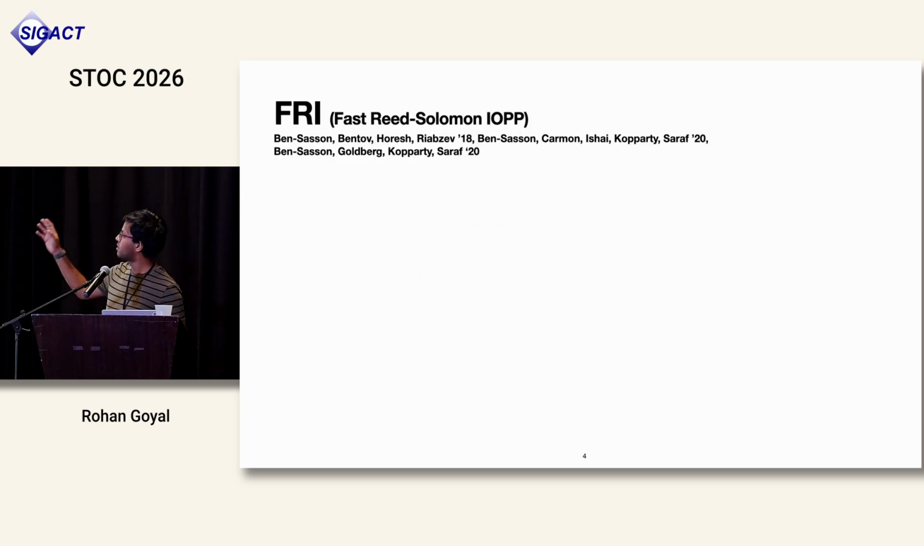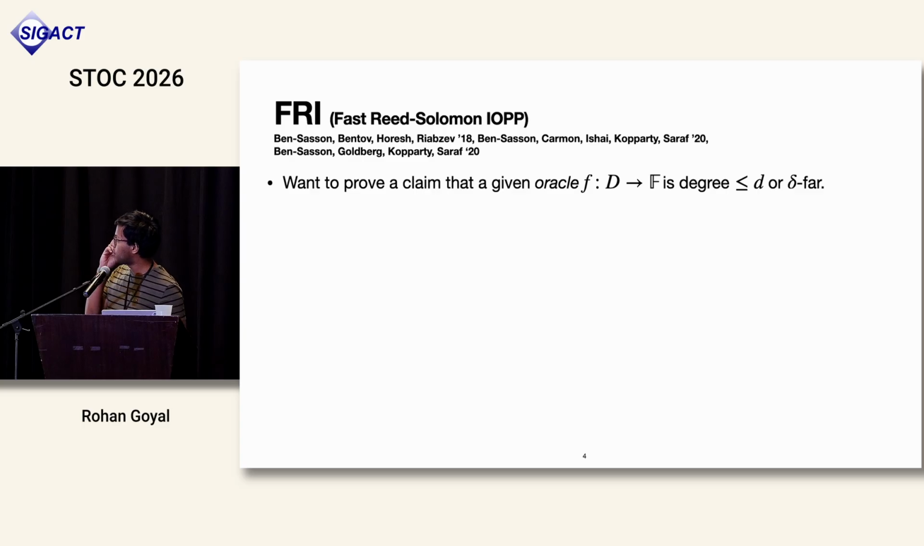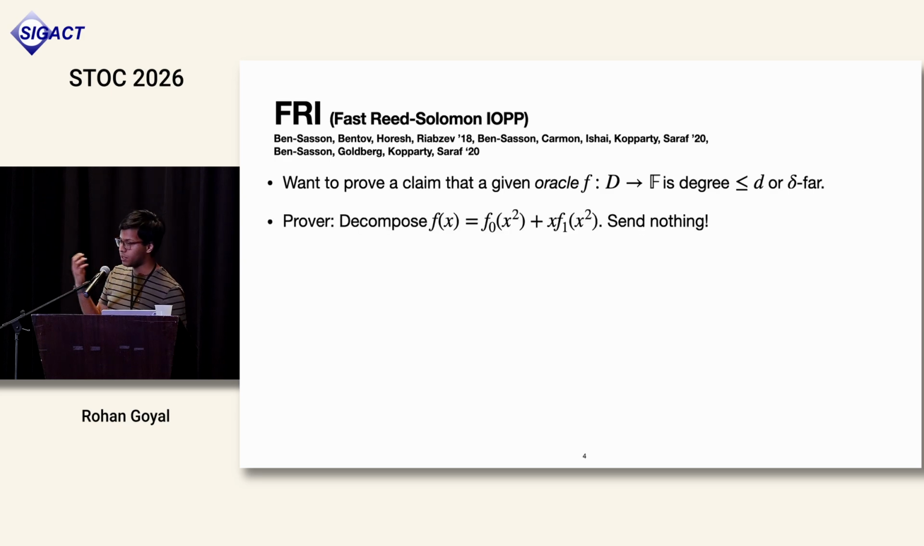So this is a Fast Reed-Solomon IOPP, interactive oracle proof of proximity. So what is the setup? I want to prove that some given oracle function is either degree d or far from being degree d. There's a prover and there's a verifier. The prover will break this function. This is the FFT stuff Swastik was talking about. You break the function f of x as f_0 of x squared plus x times f_1 of x squared.